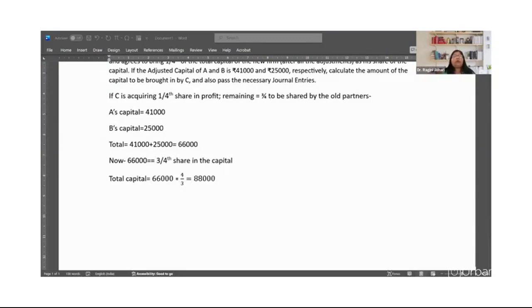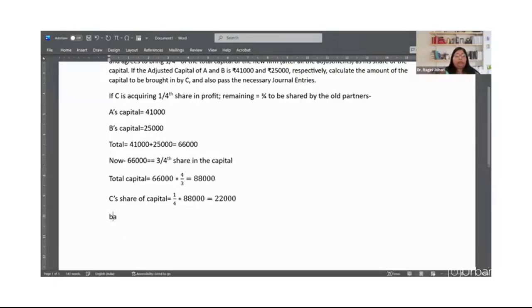The new partner is contributing a 1/4 share. So C's share of capital will be 1/4 multiplied by 88,000, which comes to 22,000. So this much capital new partner C has to bring into the firm when he is coming in. Now let's do the journal entry for this, and my question is complete.